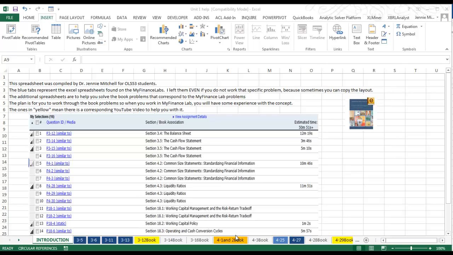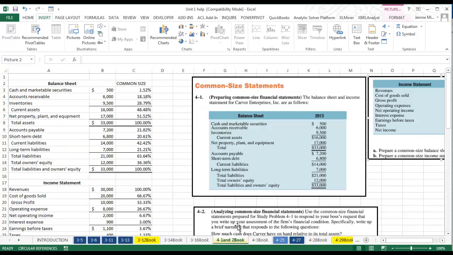Today I'm going to work with 4-1 and 4-2. And remember, this is essentially working the textbook problems so that when you go into my finance lab, you will be working similar problems to the ones we've worked out. So let's get started. I'm going to go to 4-1 and 4-2 in the book.